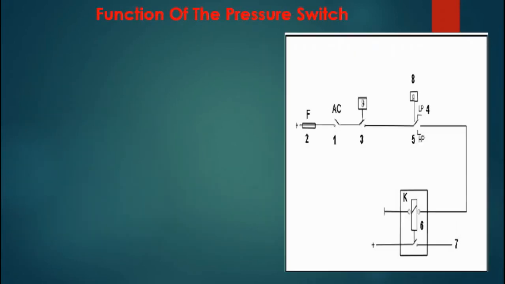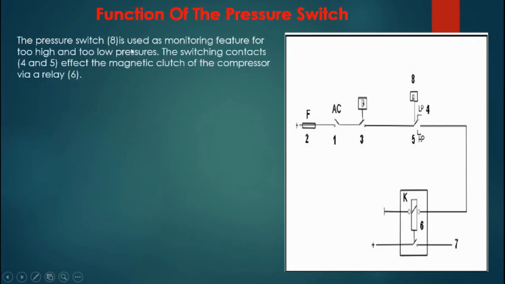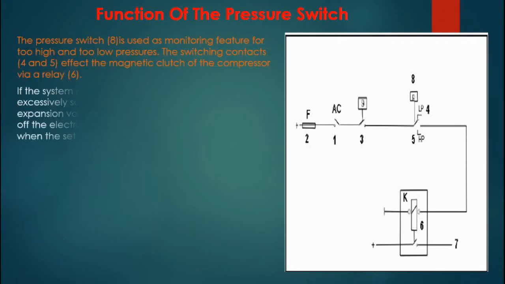Now the last component is the pressure switch. This is the same diagram which we saw in the previous slides. Now we are talking about this pressure switch. The pressure switch 8 is used as the monitoring feature for too high and too low pressure. The switching contacts 4 and 5 affect the magnetic clutch of the compressor via relay number 6. They energize and de-energize this relay, and our magnetic clutch stops and starts again.